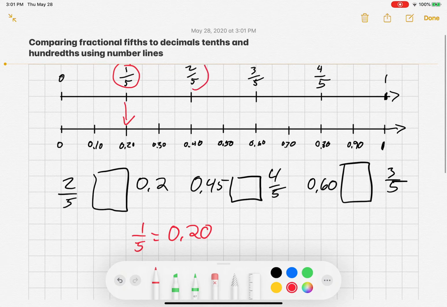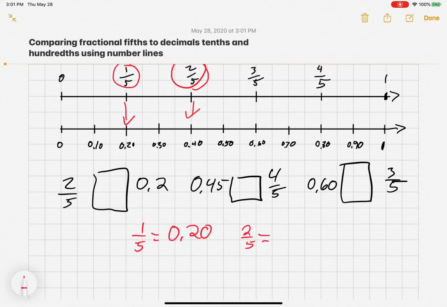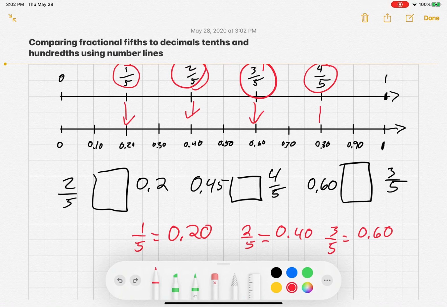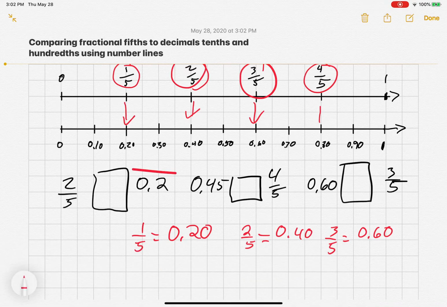If we look at 2/5, and we look down onto the second number line, 2/5 is equal to 0.40, and then 3/5 is equal to 0.60, and 4/5 is equal to, I'll just write it over here, 4/5 is equal to 0.80.